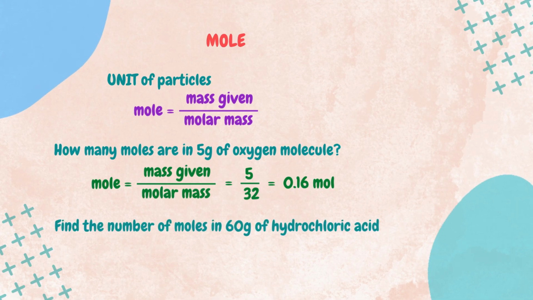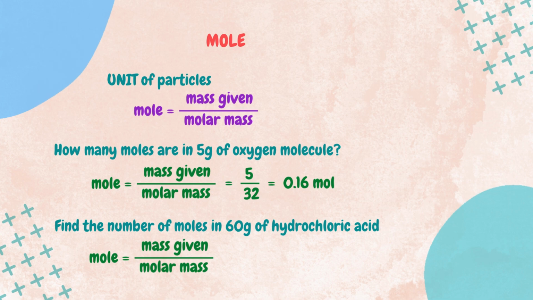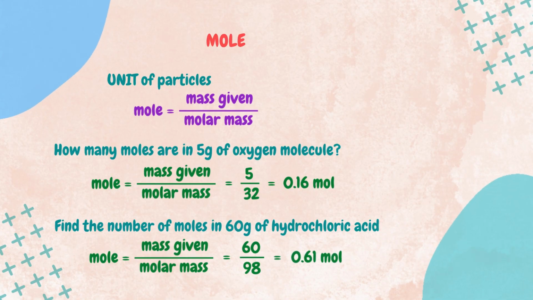Another example: find the number of moles in 60 grams of hydrochloric acid. Mole is equal to the mass given over the molar mass of sulfuric acid. The mass given is 60 grams. The molar mass of sulfuric acid is 98 grams per mole. 60 over 98 gives 0.61 moles. Therefore, 60 grams of sulfuric acid contain 0.16 moles.